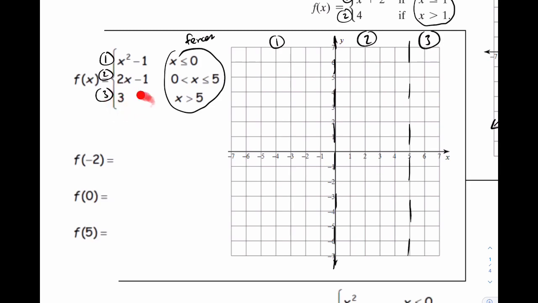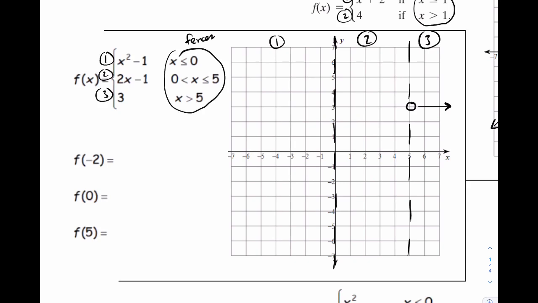So let's start by doing the easiest one. This is probably the easiest, 3, because that's a horizontal line. So we're going to go to 5, and we'll start at the fence. Go to 3, open circle, draw your arrow. Now think about why it's open. It's open because this is not equal to here. It's strictly greater than.